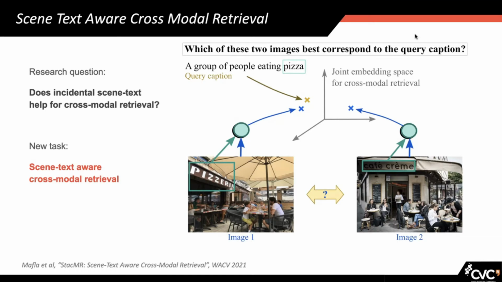So on this very first task, we began with the question: could incidental syntax help cross-modal retrieval? As we can see, for instance, in the figure, we have a query, which is a group of people eating pizza. It's very important to know the word pizza in this specific context, because it plays a very discriminative role, right?